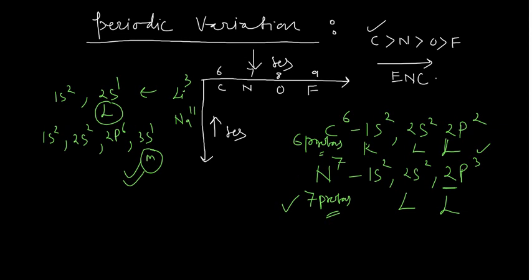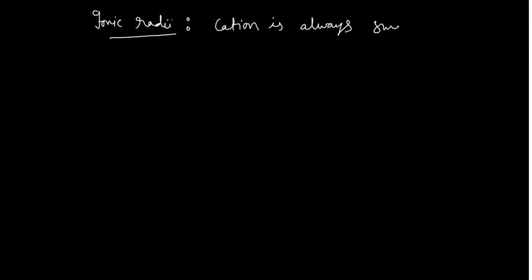Now the second last thing which is left in this particular lecture is the concept of ionic radii. Okay, so this is something very, very important. You should remember, a cation is always smaller than its parent atom. Cation is always smaller than parent atom.